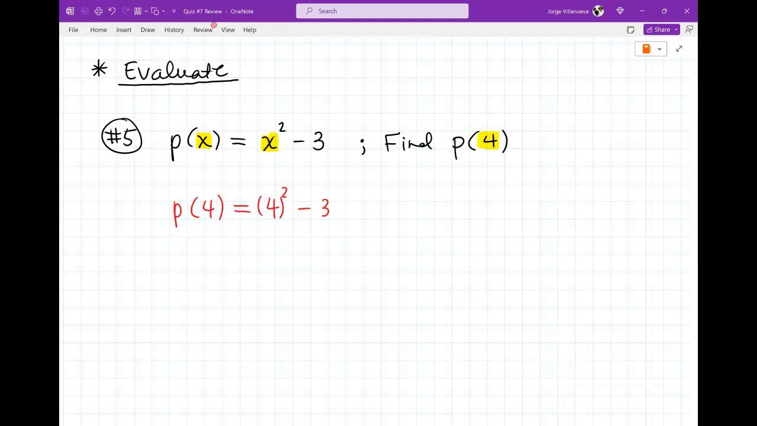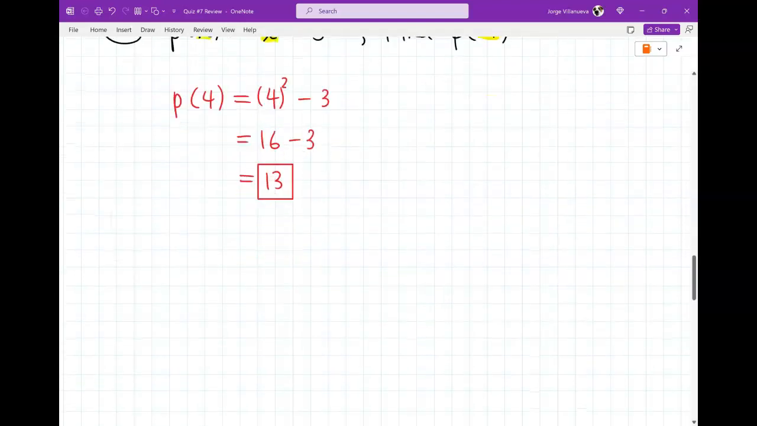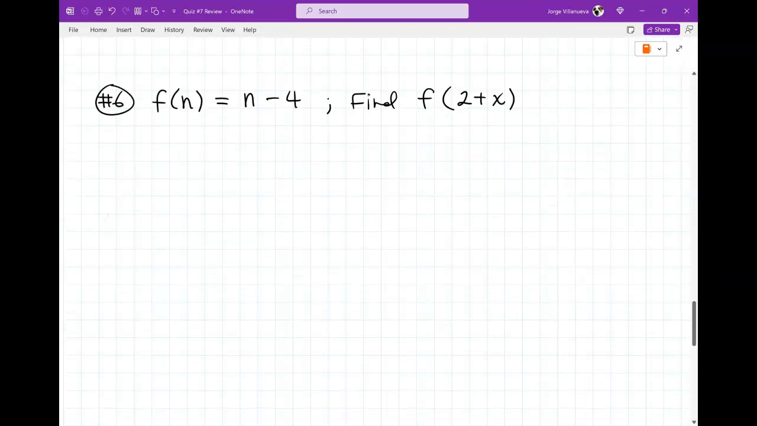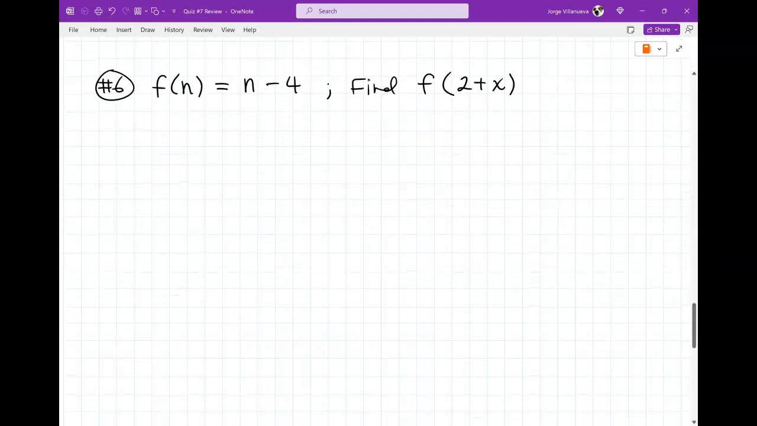What's 4 squared? 16, and 16 minus 3? 13, and you're done. That's all you have to do. I think you have 4 of these type of problems. Okay, maybe 3, but something like that. They're not supposed to be extremely difficult. Very straightforward. Then they give you some like this.